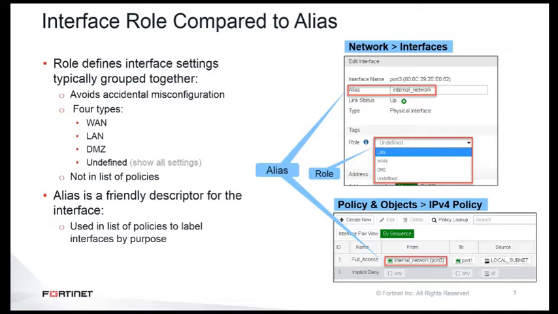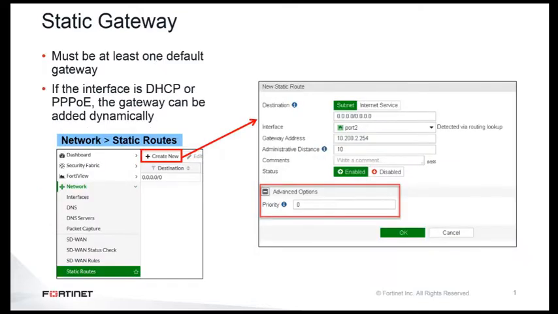For example, you could call port 3 internal network. This can help you make your list of policies easier to comprehend. Before you integrate FortiGate into your network, you should configure a default gateway. If FortiGate gets its IP address through a dynamic method such as DHCP or PPPoE, then it should also retrieve the default gateway. Otherwise, you must configure a static route.